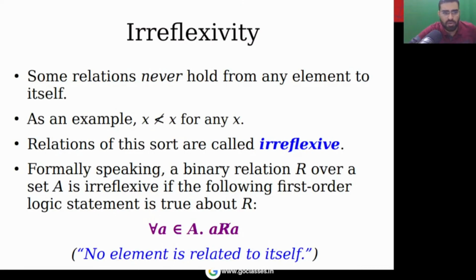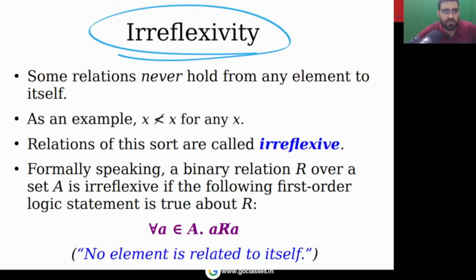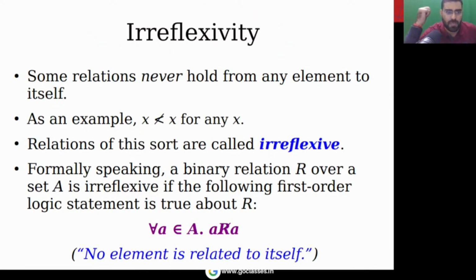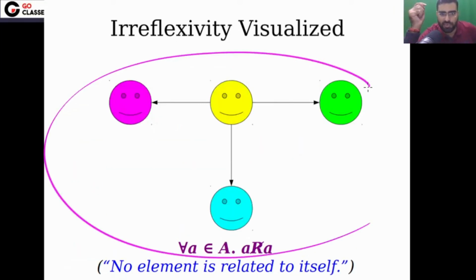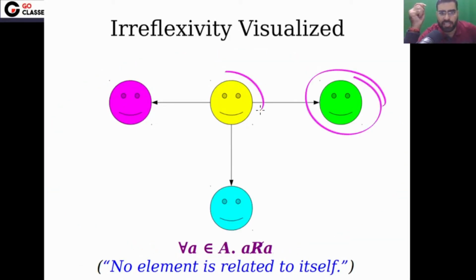Okay, let's move on now. The next concept is irreflexivity. When can I say a relation is irreflexive? If no element is related to itself. No one is related to itself. For example, this is irreflexive. You can notice no element is related to itself. So this is your irreflexive.